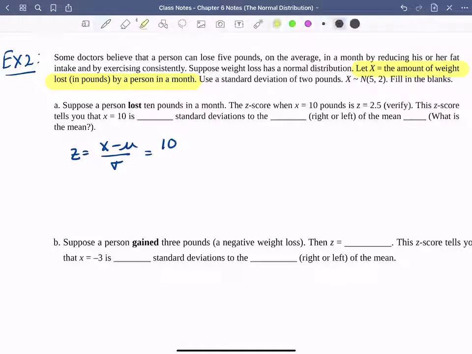All right, now we have our mu, what's our average, which is 5. Standard deviation is 2. Again, you don't have to simplify it. If you do, you get 5 halves. You put that into a calculator, or if you know it off the top of your head, it's 2.5, which, hey, look, it checks out, right? We verified that z is 2.5.